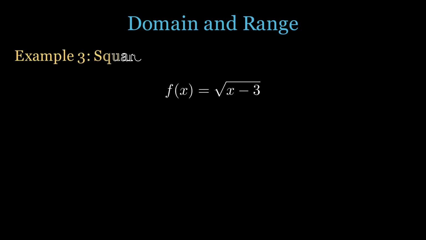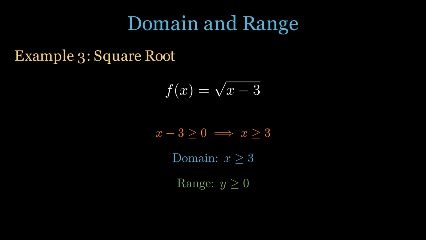You cannot take the square root of a negative number. So whatever is under the root must be 0 or positive. X minus 3 must be greater than or equal to 0. So x must be greater than or equal to 3. The domain is x greater than or equal to 3. And the square root only outputs positive numbers or 0. So the range is y greater than or equal to 0.